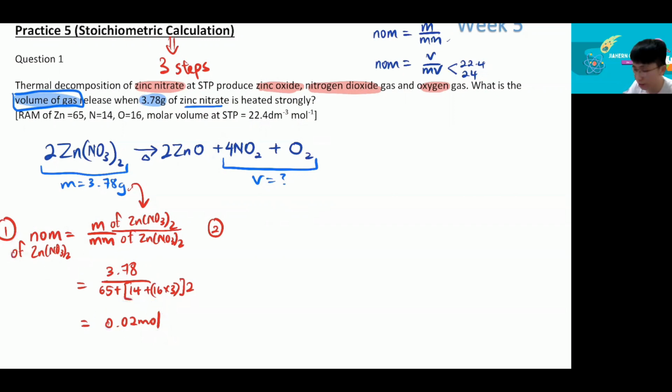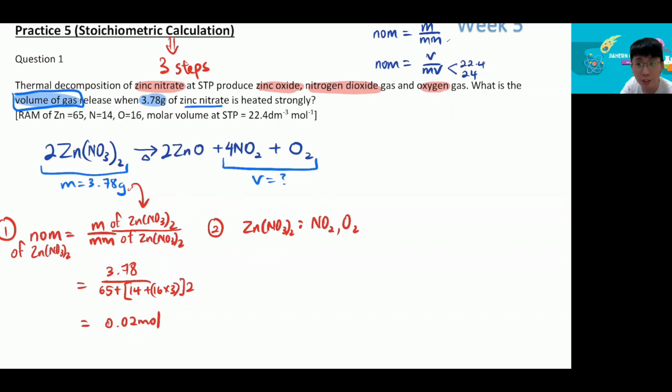So in this question, what I have is the information for zinc nitrate. But what I want is the gas, which is the nitrogen dioxide and the oxygen gas. So I'm trying to compare to NO2 and O2. See the ratio there? So what is the ratio between zinc nitrate and these two gases? So the thing now is, read the number, extract the number in front of them according to your chemical equation.